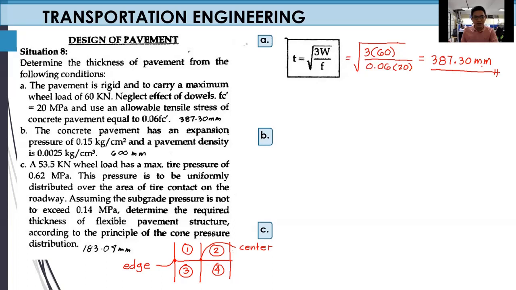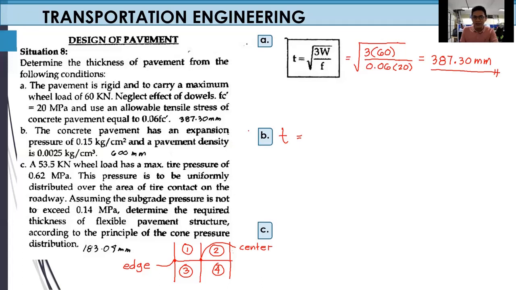Okay, so for letter B, the condition is the concrete pavement has an expansion pressure of 0.15 kilogram per centimeter square and pavement density equivalent to 0.0025 kilogram per centimeter cube. What should be our thickness given that condition?